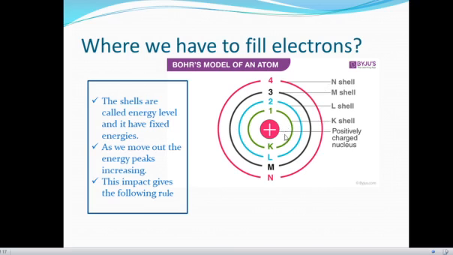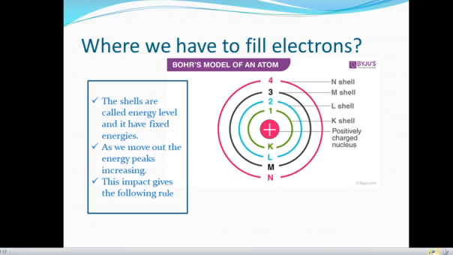To understand this, we want to know more about these orbit levels. The cells are called energy levels and they have fixed energies. The innermost, the one near the nucleus, has the least energy. If we move outward, the energy must be increasing. Gradually, as we move outward, the energy keeps increasing.